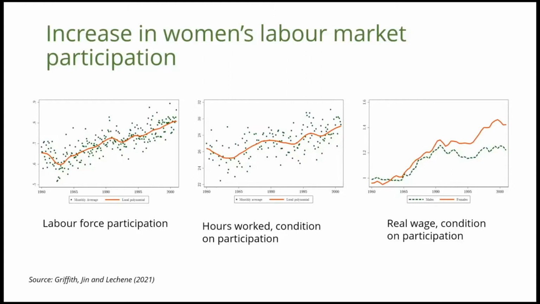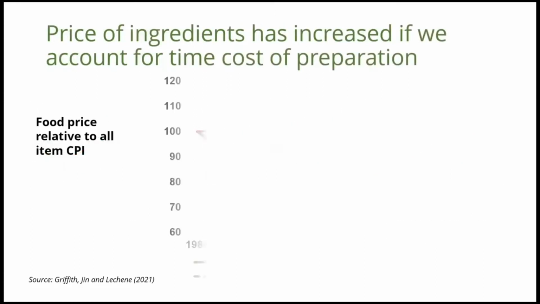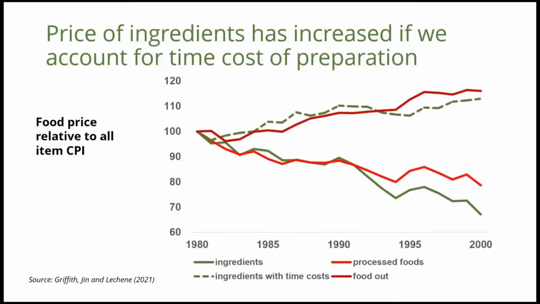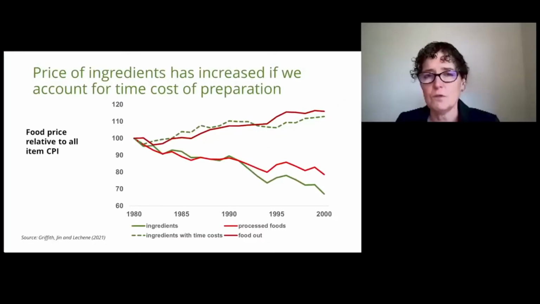So if we put these changes together with the price of ingredients, and then consider the cost of a home-cooked meal as opposed to just the market price of the ingredients, so we combine ingredients and time, where the cost of time has increased due to outside opportunities, we see that the cost of home-cooked food has actually increased, if we compare the solid green line to the dotted green line.